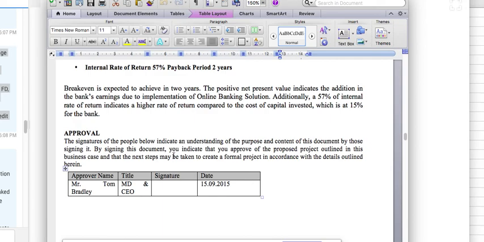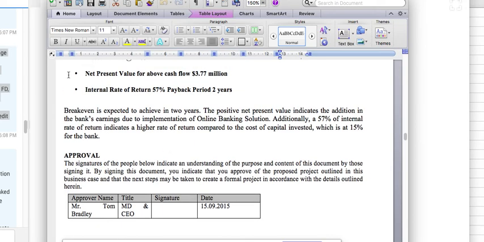Then in this document you can write down the net present value of the cash flow, which is 3.77 million. Internal rate of return is 57%. Payback period is 2 years. So all this data you need to present in your vision document, and then you present it to your sponsor. Based on this presentation, you will basically get the approval.